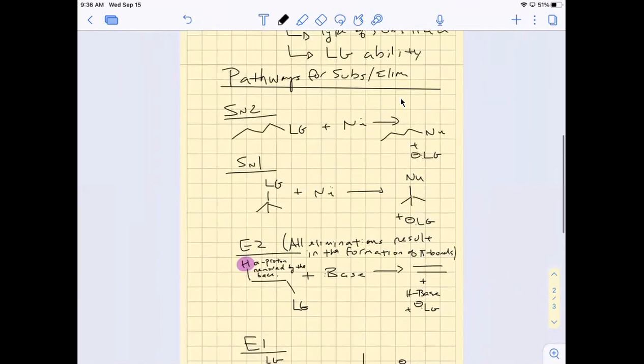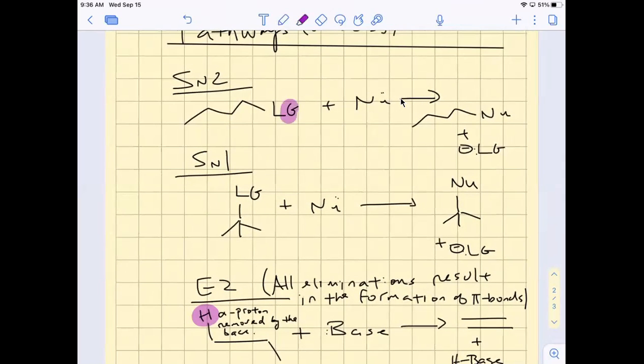With substitution, what you're doing is exactly that. You're swapping out your leaving group for a nucleophile. You can see the difference over here, right? Both types of substitution, SN2 as well as SN1. Any questions about anything we talked about so far?